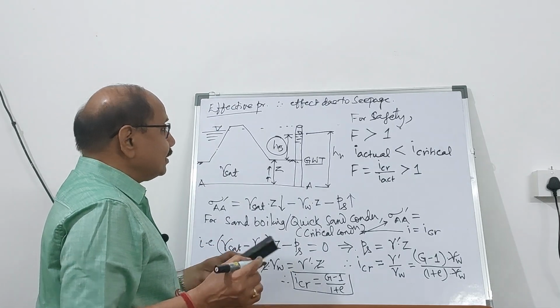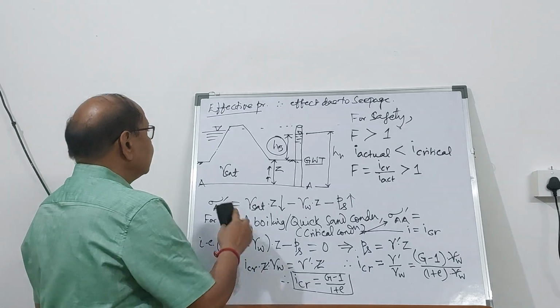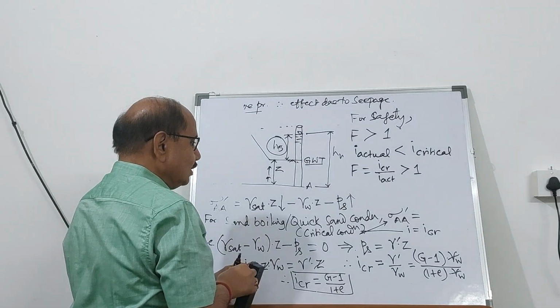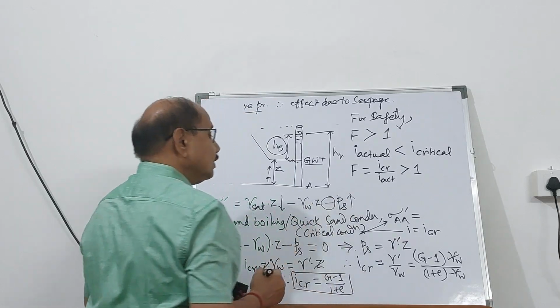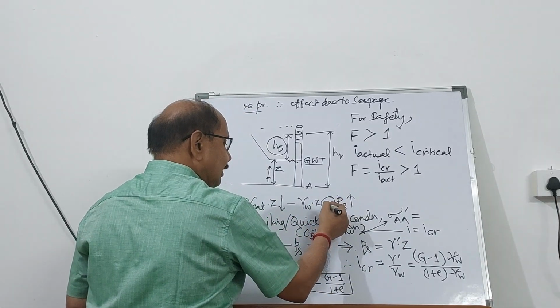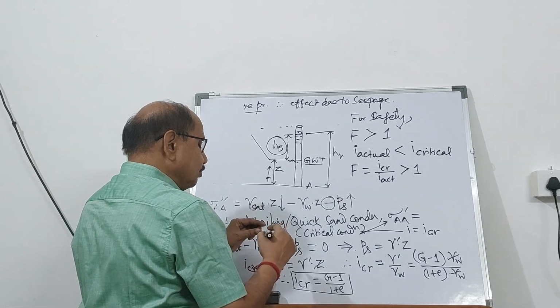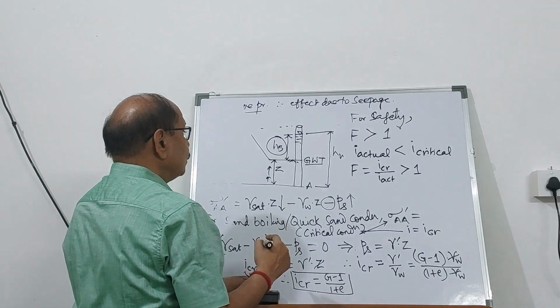So seepage is quite important for determination of the effective pressure, and if it is acting in the downward direction, then the seepage pressure will become positive. If it is acting in the upward direction, it is going to be negative. So the direction is very, very important that we should always look into.